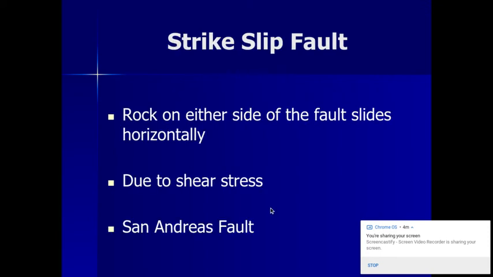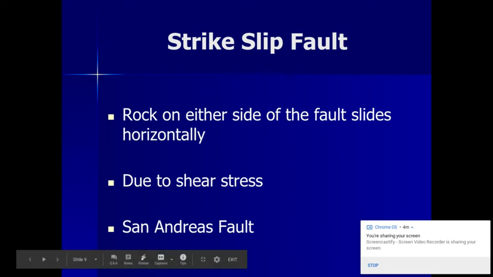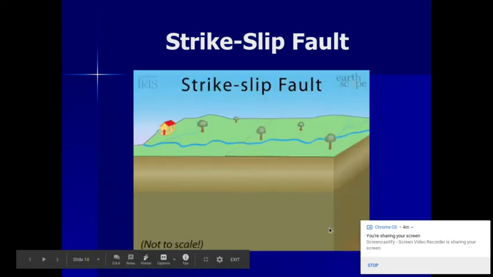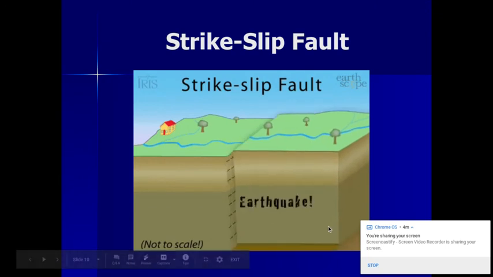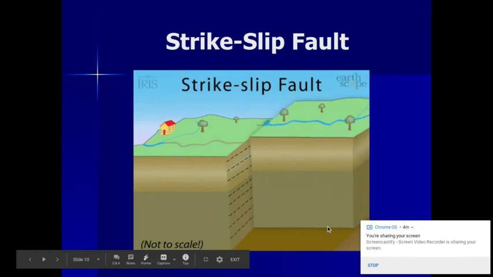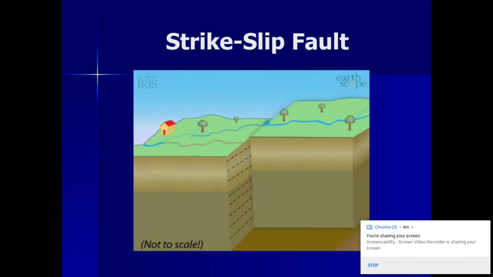Strike slip faults. These are kind of like when you think about your transform plate boundaries where you have two things moving past one another. It's due to what we call shear stress. And an example of where we see this would be along the San Andreas Fault. This is going to show you the movement. So this is a horizontal movement rather than something moving kind of up and down. These are moving side by side.